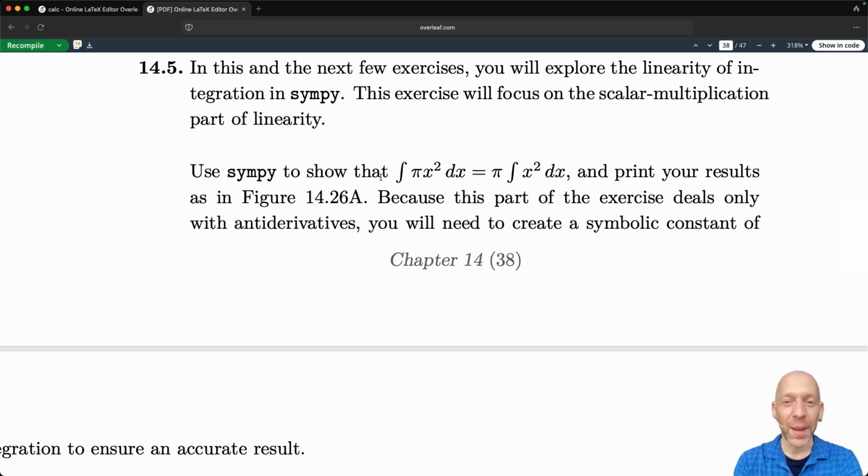Okay, so use SymPy to show the equality between these two expressions. The integral of pi times x squared equals pi times the integral of x squared. I claimed in this chapter, and also demonstrated in proofs, that constants in the integrands can be pulled out of the integral. These two expressions look different, but they are really the same, because the pi is just a constant. We can pull it out of the integral, okay?